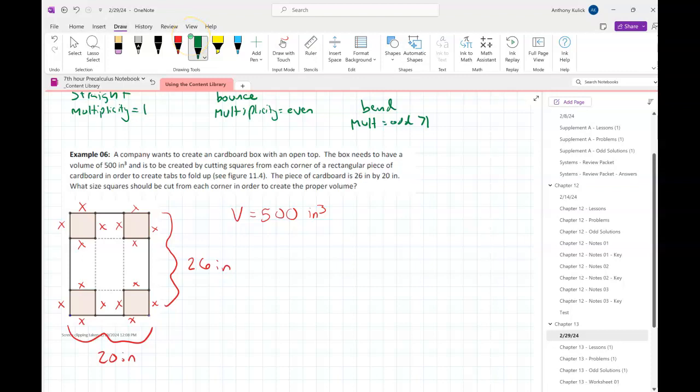So for a rectangular solid, what is the formula I use to calculate a volume? If I have a box and I want to calculate the volume of space that box holds, how do I do that? Length times width times height. Very good.